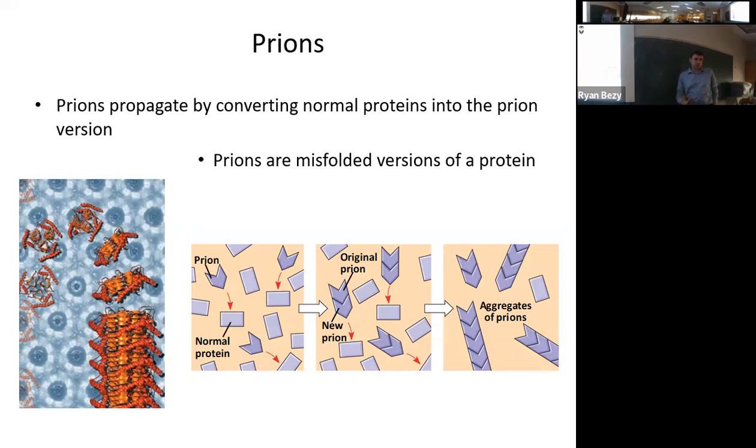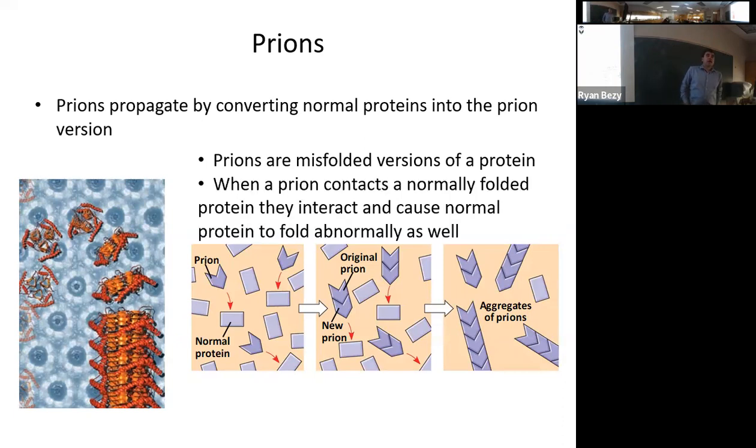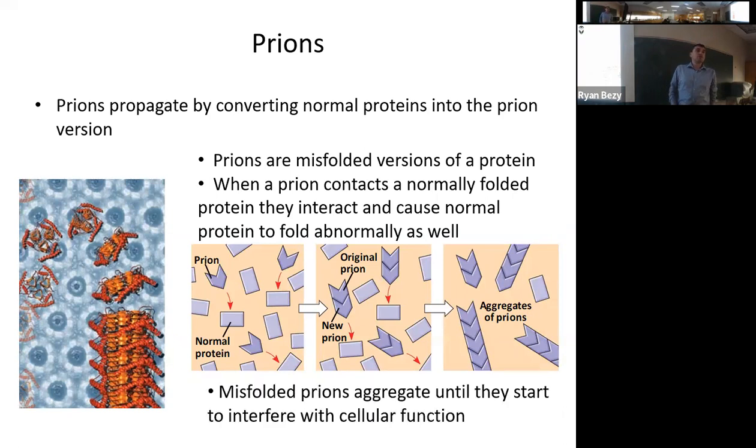Again, these are just misfolded versions of a protein, but that misfolded version propagates itself. They interact with normally folded proteins and cause them to fold abnormally as well. And that just causes a slow feedback loop. But those misfolded prions will start to aggregate inside of the host cells. As they aggregate, they start to interfere with normal cellular function and eventually end up resulting in death of the host cell. However, it's very slow.